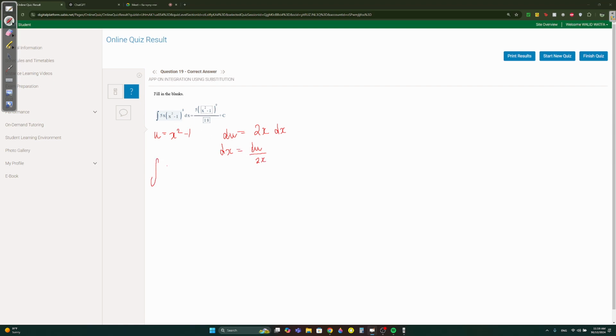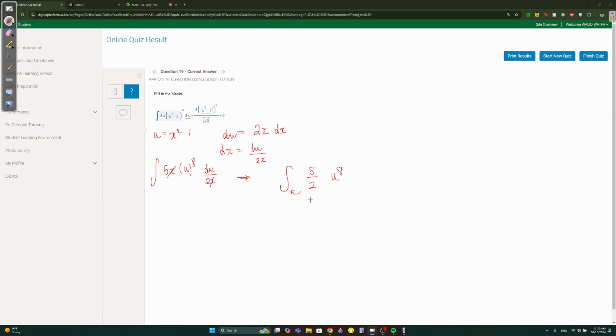Of course I can. So it's going to be integral 5x, x squared, sorry, u to the power of 8. Why u? Because we said x squared minus 1 is my u now, right? And then dx, what did we say it was? Du over 2x. X with x, so you're going to get integral 5 over 2 u to the power of 8.